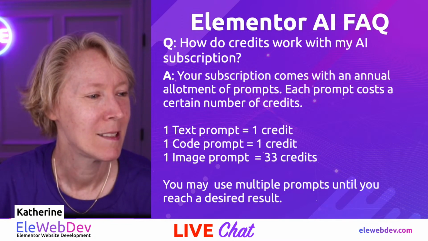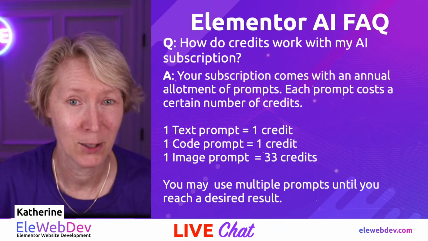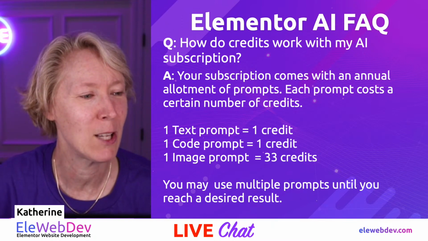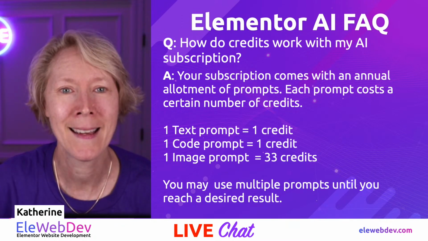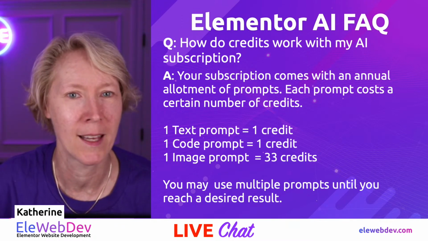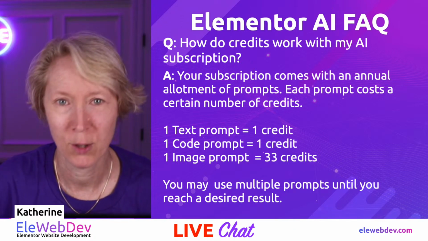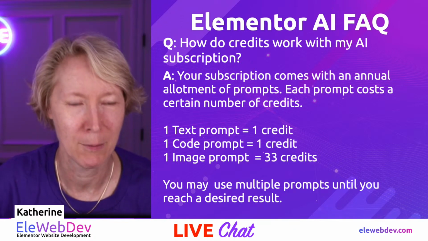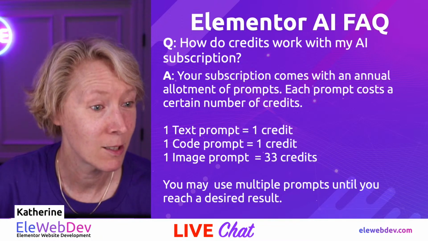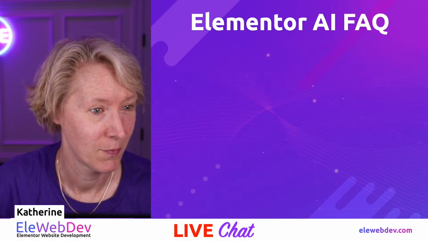And that last little thing right there says you may use multiple prompts until you reach a desired result, but ding, ding, ding, it's going to be 33 every time you hit it. Every time you reprompt, just know it's 33 every time you hit it. All right, so that's question number 2.